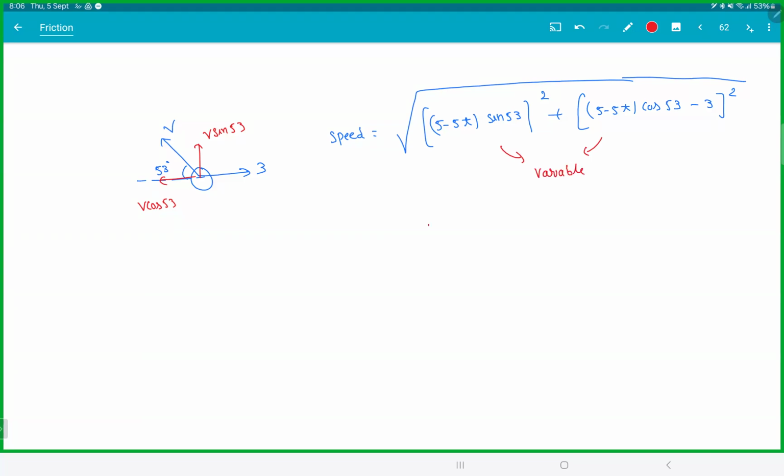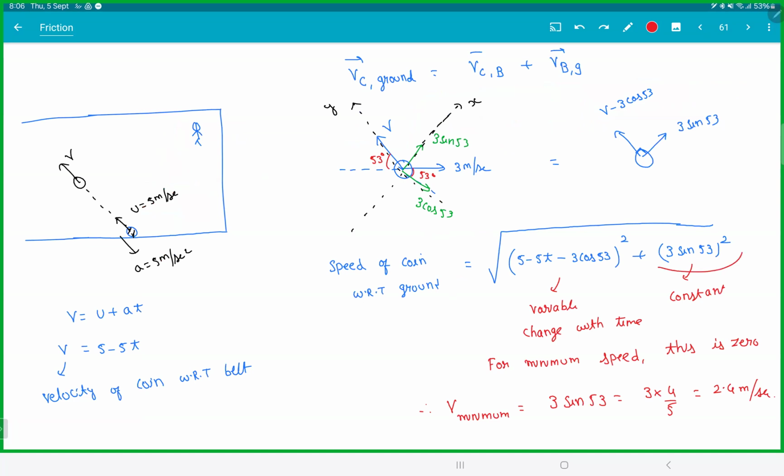Then the only way to solve is maximum minimum. For minimum, you have to do dv by dt equal to 0 and then solve. Unless you made it a mess, you would have got the answer, definitely. No problem. But did you see here? Isn't this so easy? Like, this is the answer directly. That's it. It is more of a mathematical reason than physics.